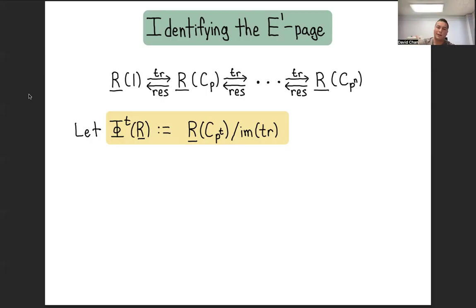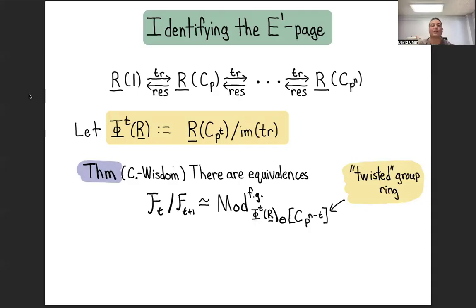And this thing is very close to the answer. So this allows you to compute the filtration quotients. So the category F_t mod F_{t+1} is equivalent to the category of modules over this twisted group ring. So what do I do here? I take F_t of R.